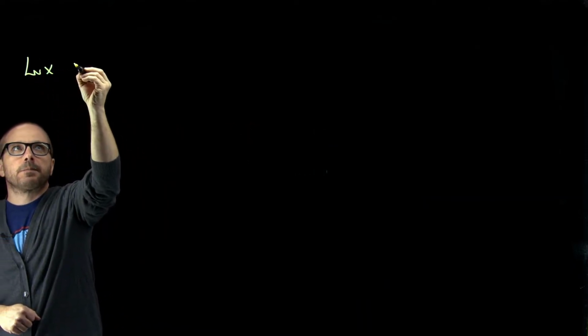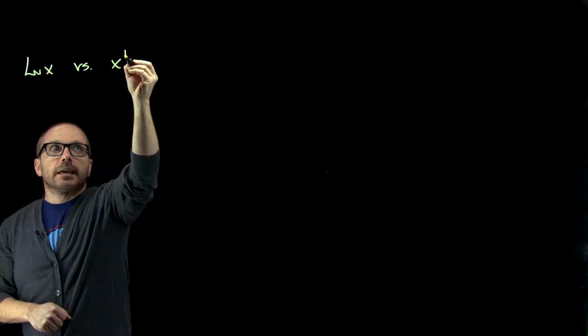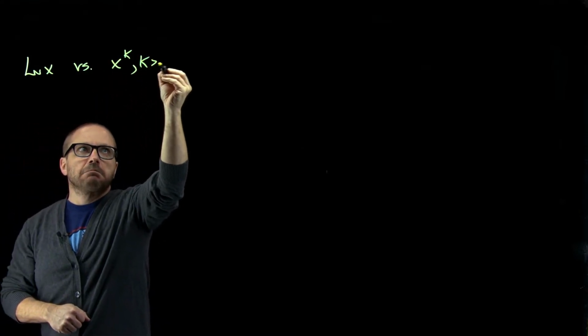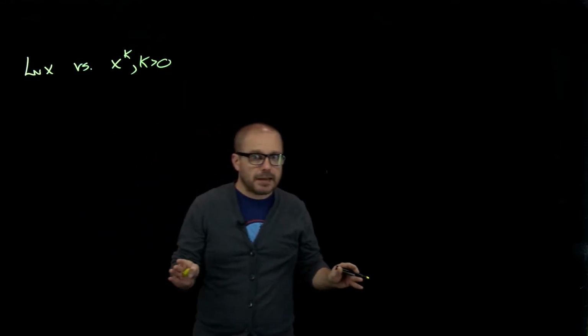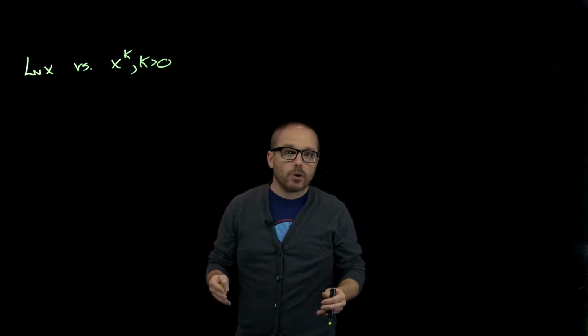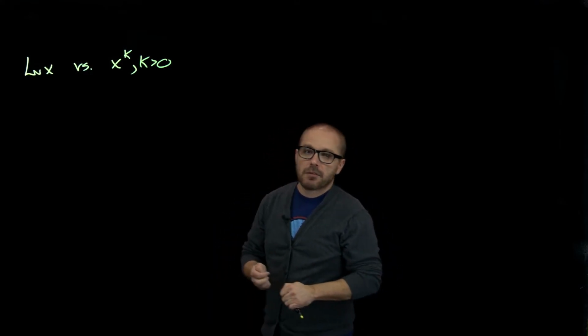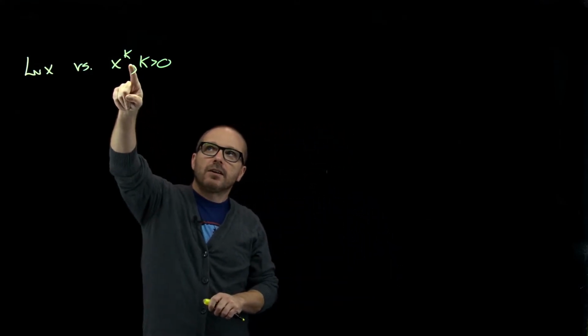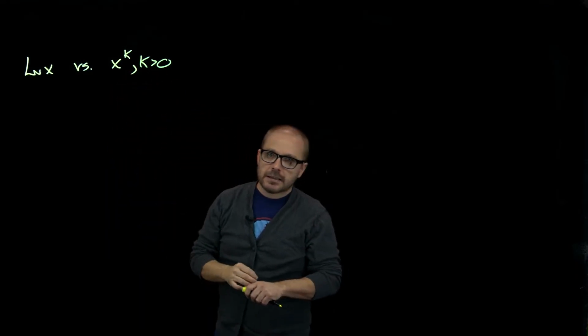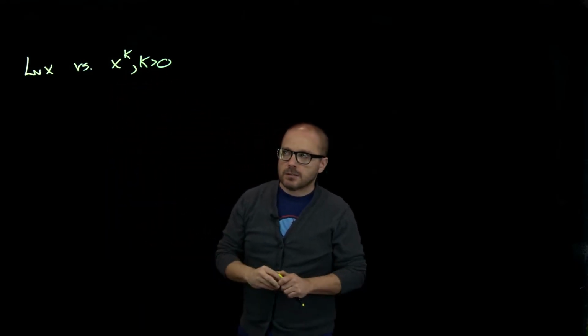The first is I want to prove something about the growth rate of natural log by comparing it with a power function of any positive power. So what I want to look at first is natural log of x versus x to the k, where k is any number bigger than 0. It doesn't have to be an integer. So it could be the square root of x, cube root of x, 10th root of x, millionth root of x. This could be a very, very small number, just so long as it's slightly bigger than 0. So anything bigger than 0.